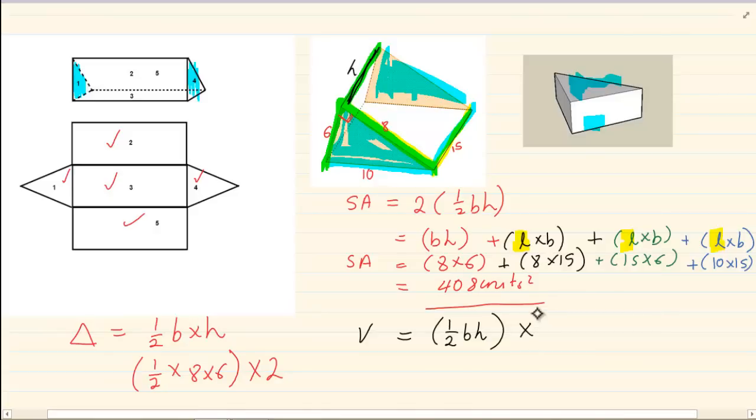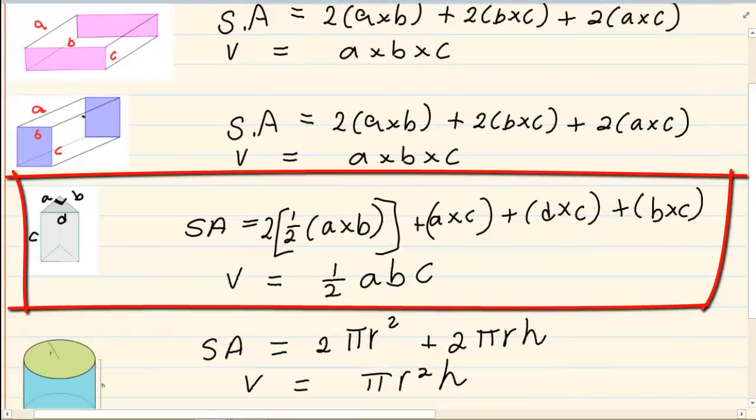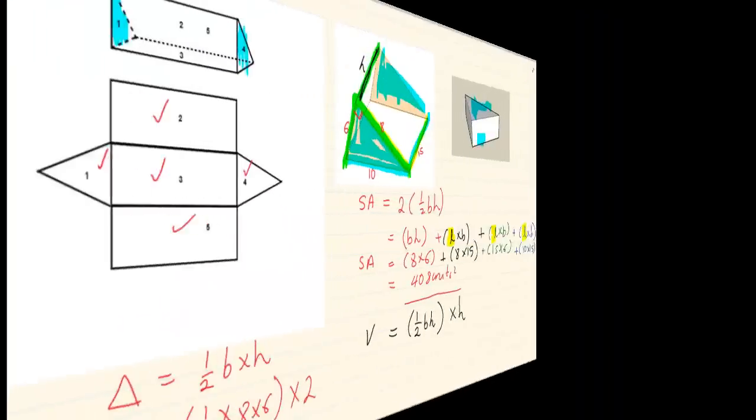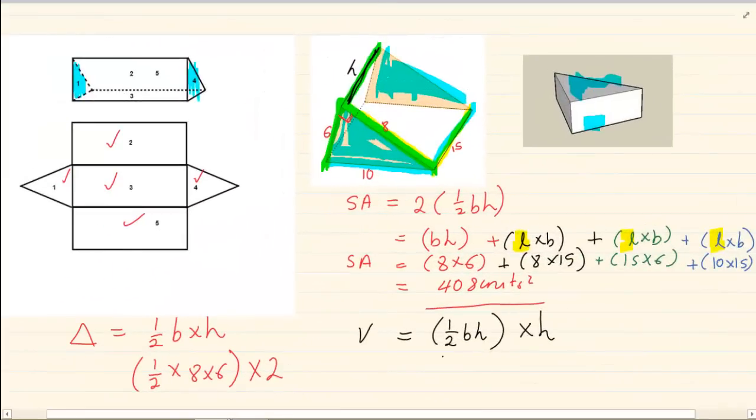Can you see? So when we're working with the volume of a triangular base prism, it is half base times height, meaning the area of this triangle, and then times C, which is basically the length that is joining the two triangles. So in this case it would be half, and the area of our triangle was 6 times 8, so it was half 6 times 8, half base times height, times what is the height joining the two triangles?